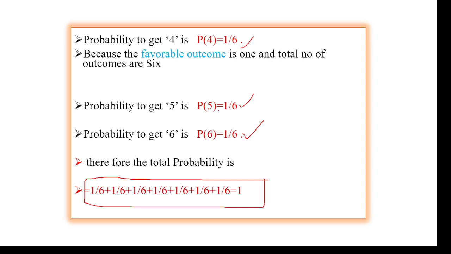Here you can observe that everywhere the total probability should be equal to 1. So this is also named as axioms of probability. Anyhow, we'll discuss axioms of probability.